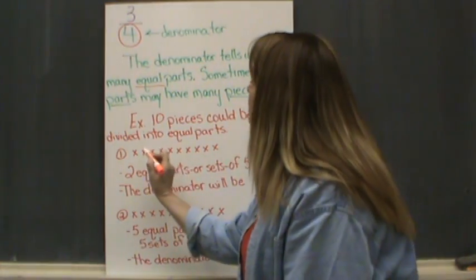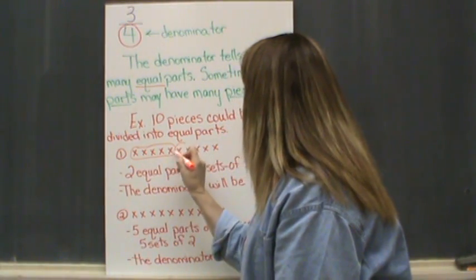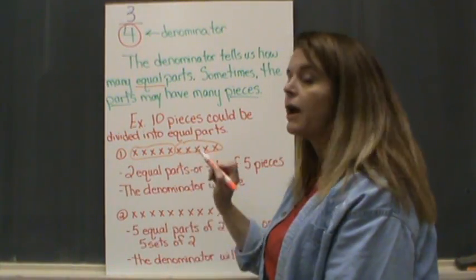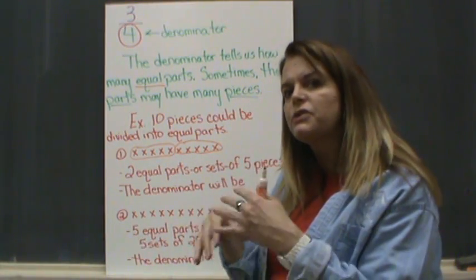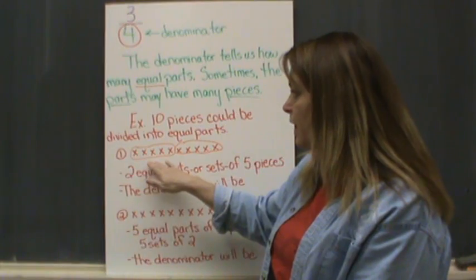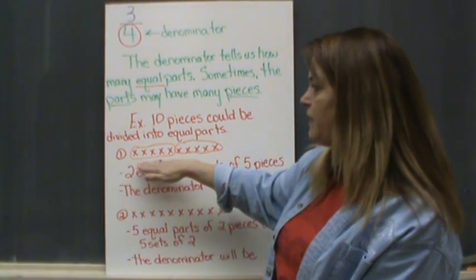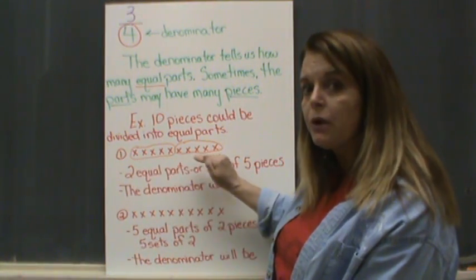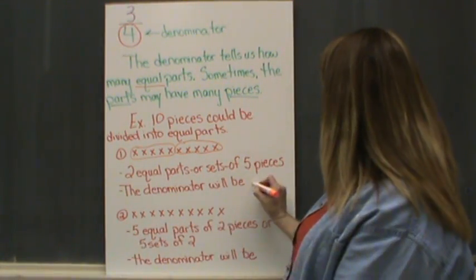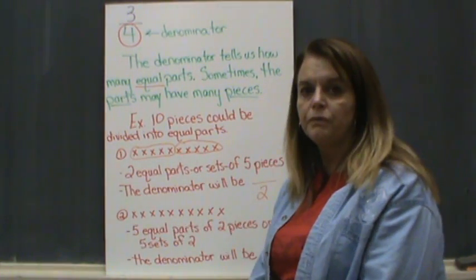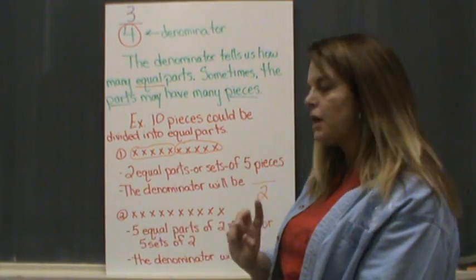So I can put these together. 1, 2, 3, 4, 5. And again, 1, 2, 3, 4, 5. And now I have 2 equal parts. But inside of those parts, there are 5 pieces in each. But there are 5 here and 5 here, so the 2 are equal. So if I've divided my 10 pieces into 2 equal parts, my denominator is going to be 2, because I have 2 equal parts. Okay? Let's look at another one.